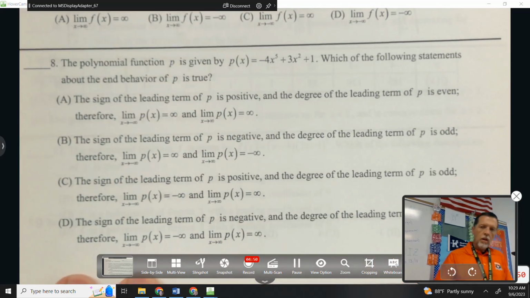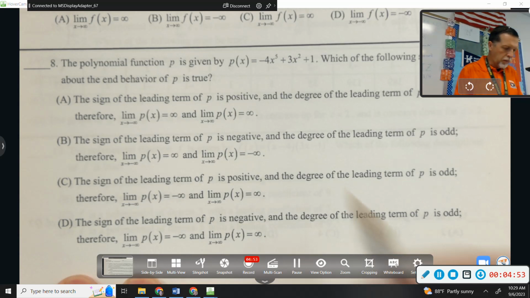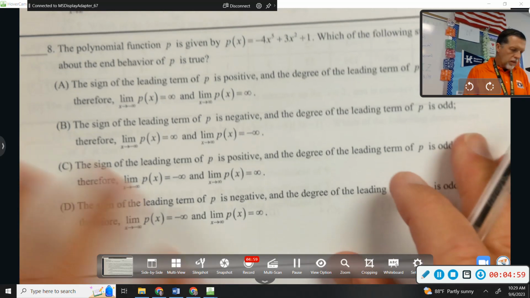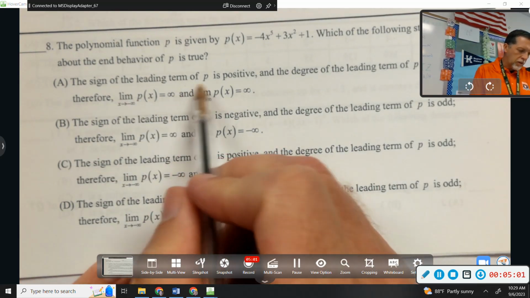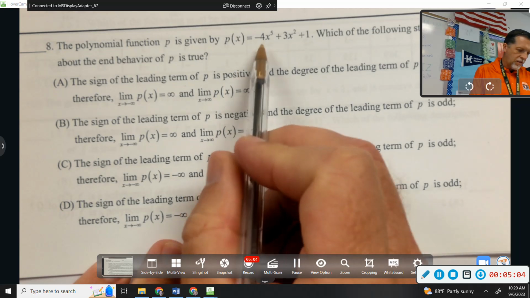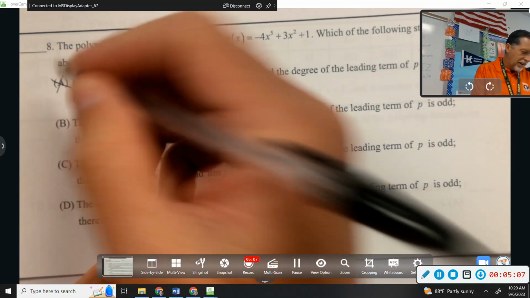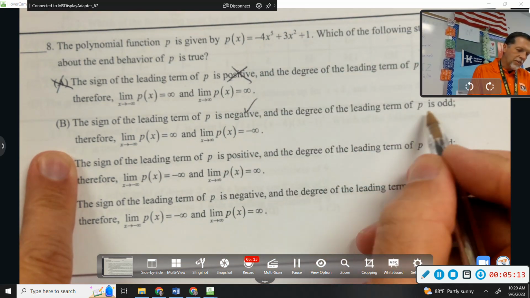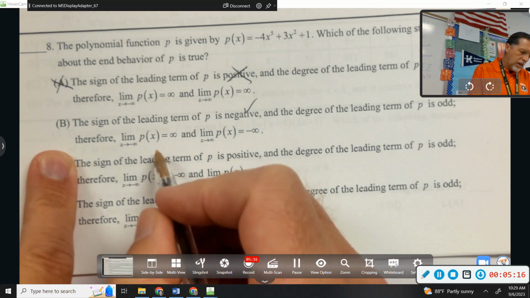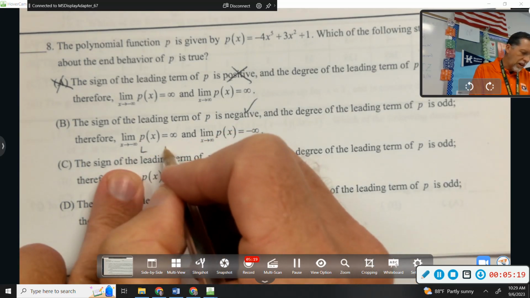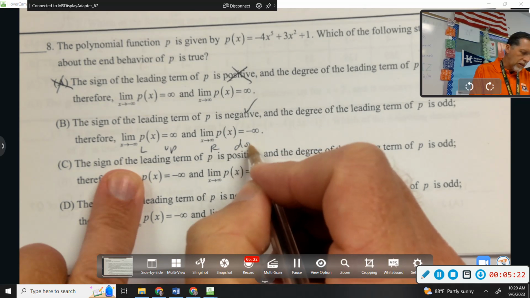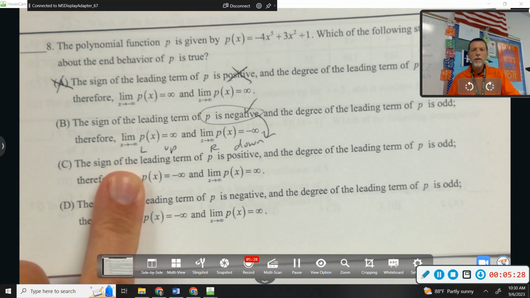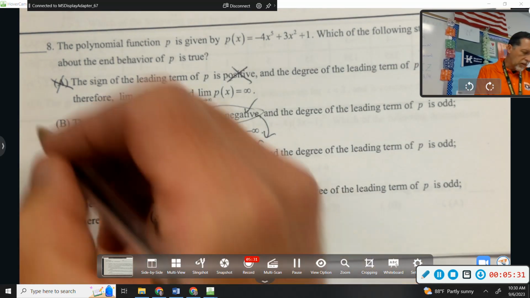Number 8. The polynomial function given by this thing. Another end behavior question. Oh, with reasoning here. The sign of the lead term is positive. No, it's not. So that's out. B, the sign of the lead term is negative. Yes, it is. And the degree of the leading term is odd. Also true. Therefore, the left end is up and the right end is down. So right end is down as the lead coefficient is negative. If it's odd, then it's opposite. So I think B is right.